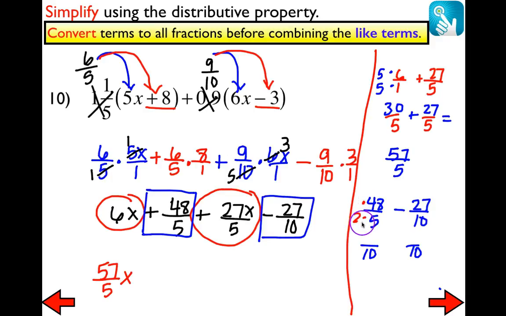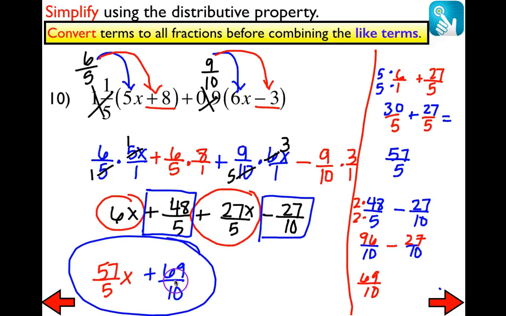So, sorry, the denominator by 2, so I'm going to change the numerator by 2. 2 times 48 is 96 minus, just bringing that down, 10, the denominator is already 10, so I'm going to keep the 27. 96 minus 27 is 69/10. So I'm going to go ahead and write, since it's positive, I'm going to write plus 69/10.